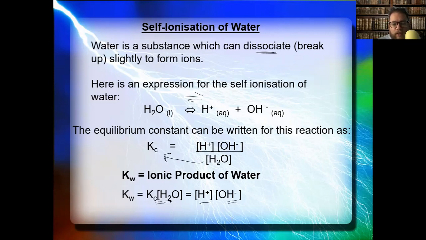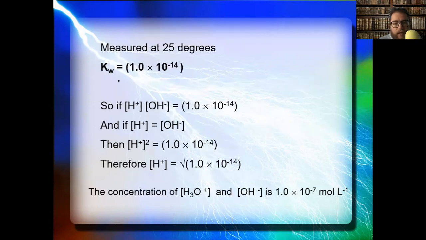And just to get that into numbers, the Kw can be measured at 25 degrees. It's found to be 1 by 10 to the minus 14. Now, if the Kw is the concentration of H plus ions multiplied by the concentration of OH minus ions, then you could say that the H plus concentration by the OH minus concentration is equal to the Kw, which is 1 by 10 to the minus 14.